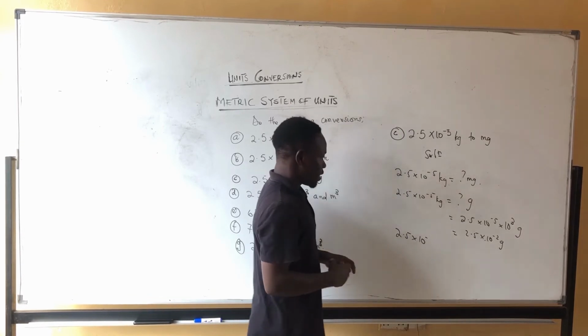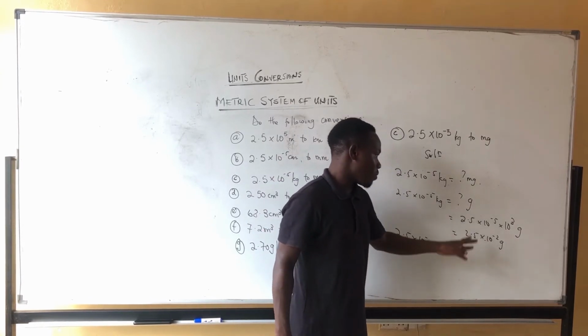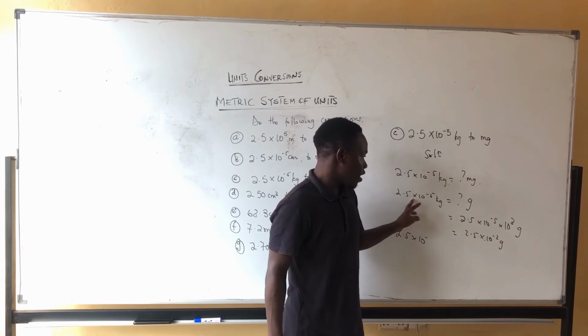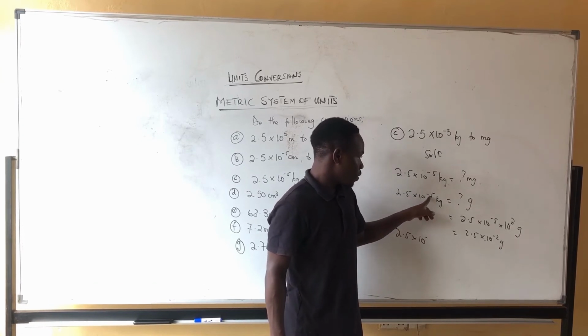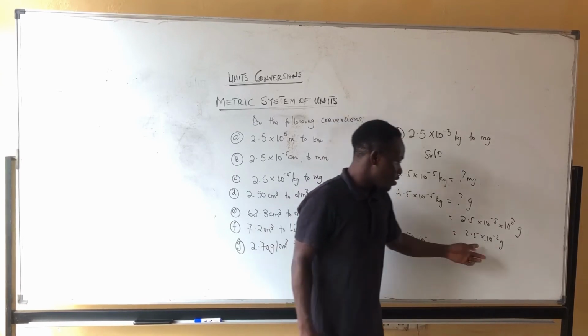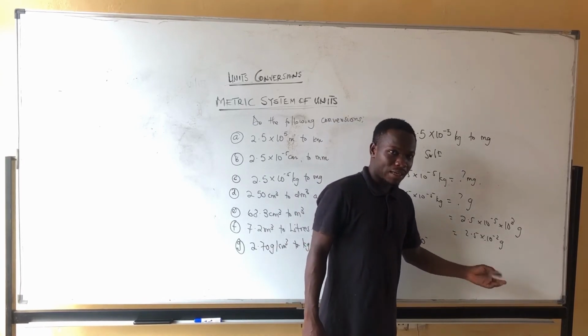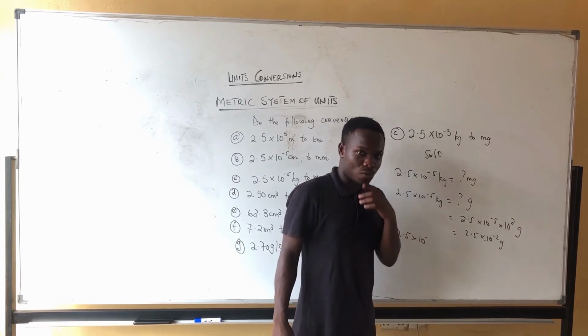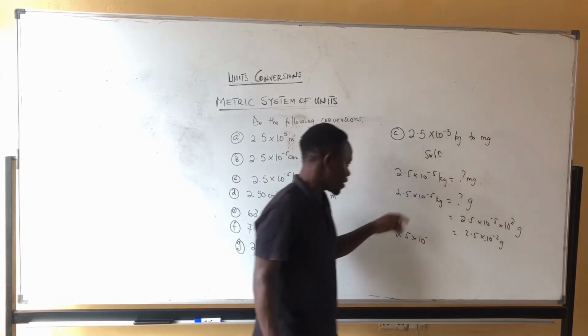You see that this value is bigger in grams. The kilogram value is very small. It's 0.00, about 4 zeros, 25 kilogram. But in grams, you see, it becomes bigger. This is bigger than this, though they are all small. This is bigger than this.